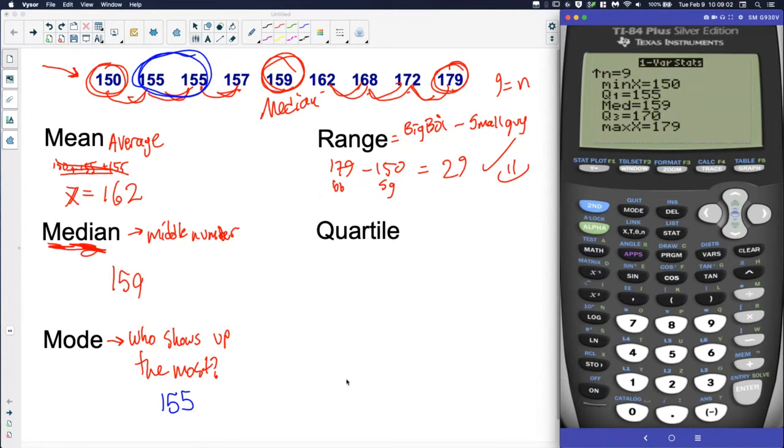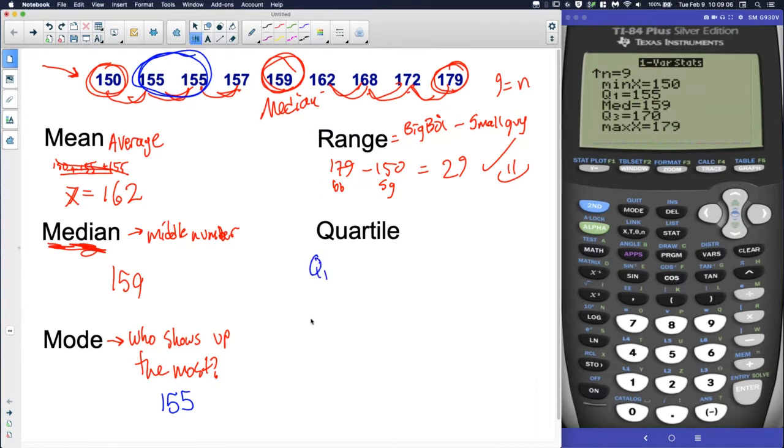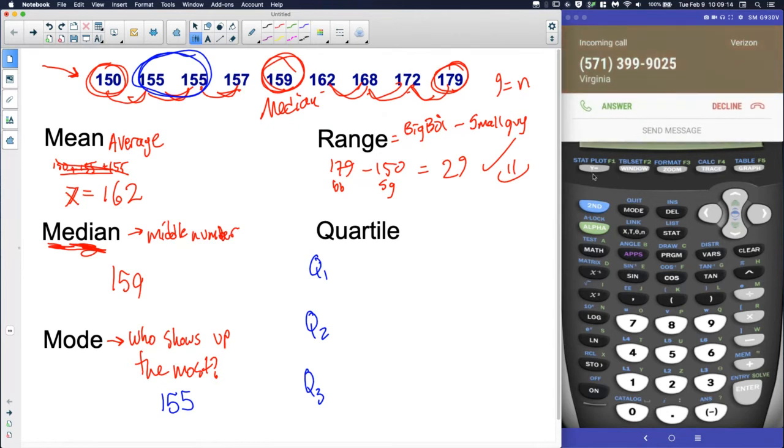This last part, quartile. You probably heard of this. So we have Q1, Q2, Q3. What this is, we have 3 quartiles that are going to divide our data up into, look at this.